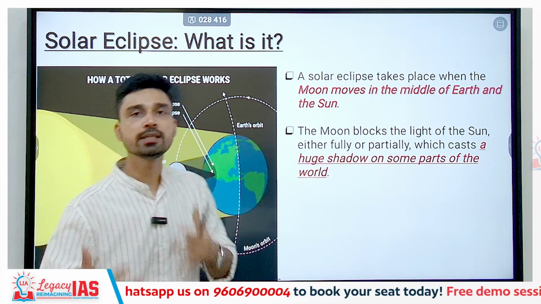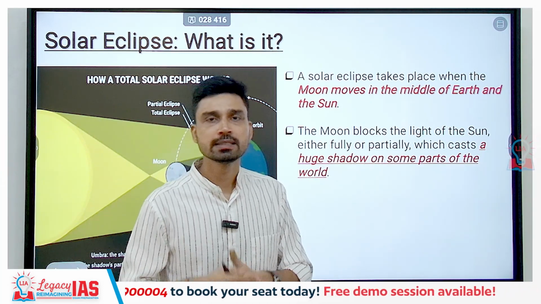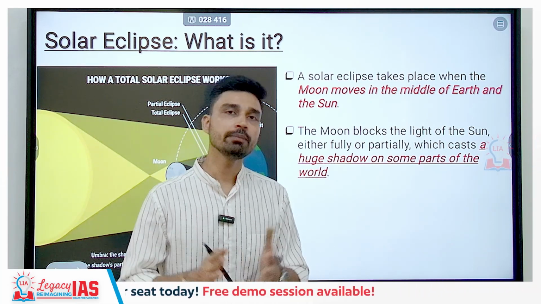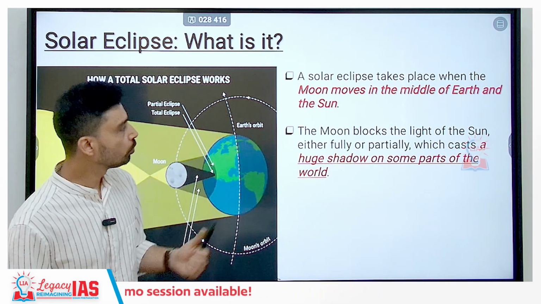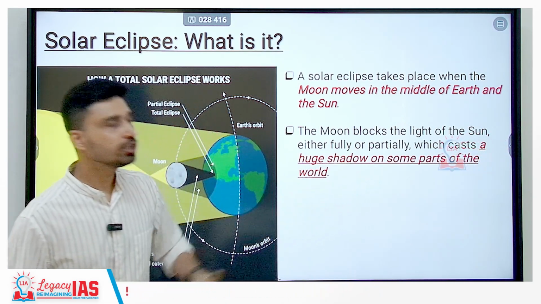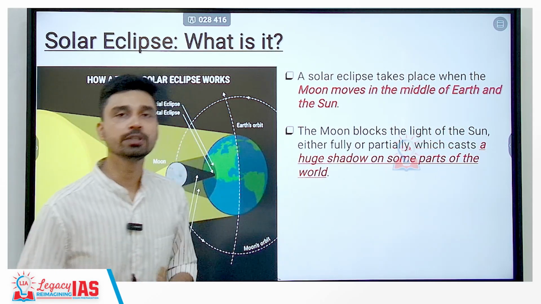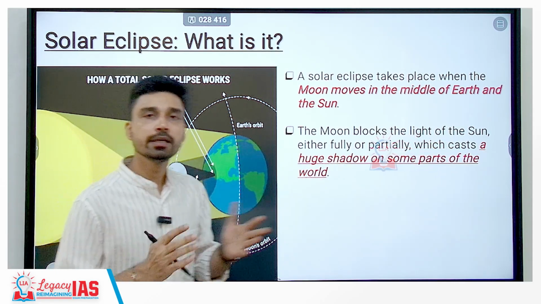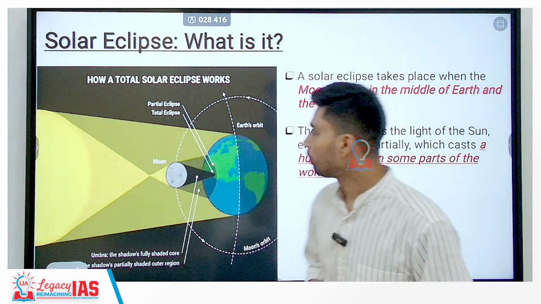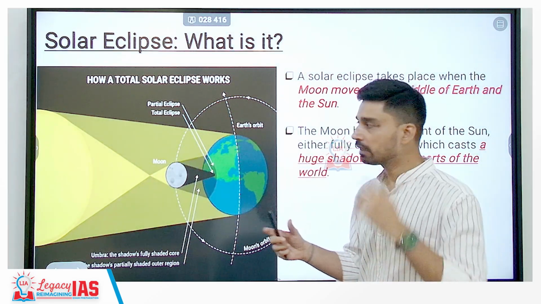Depending on how it is inclined with the earth's orbital plane, sometimes it blocks the light fully, sometimes it blocks the light partially. So depending on that, the moon casts a huge shadow on some parts of the earth, and that region of the earth is where we witness the eclipse phenomenon. If we try to understand this from the diagram, we can look here.